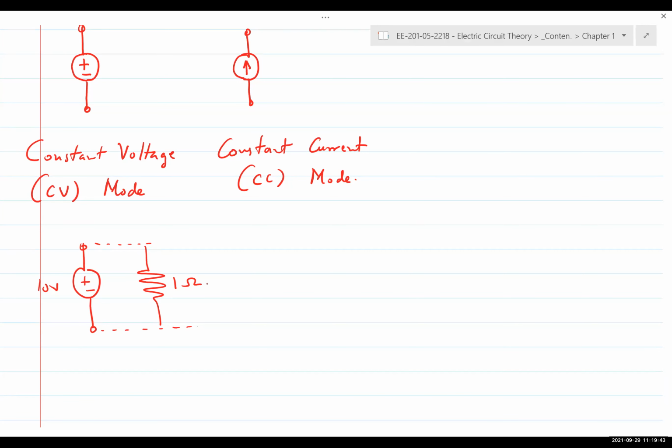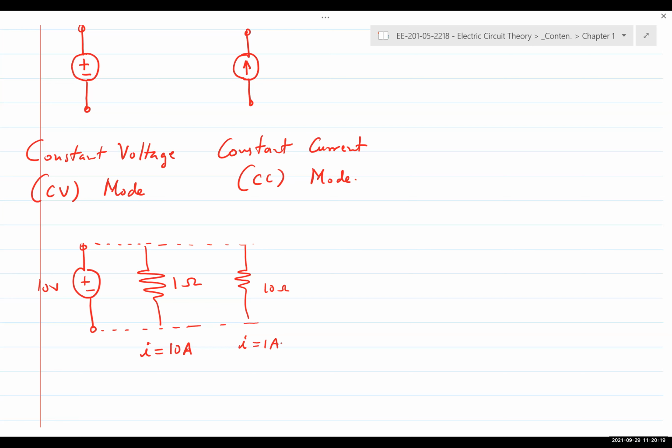Along with 10 volts, it has to send out some current. Apply Ohm's law, 10 ohms, I mean, sorry, 10 amps, right? V is equal to IR. I is V divided by R, so 10 amps. Now, if you connect 10 ohms, the current is 1 amp, right? Voltage remains fixed, current changes.